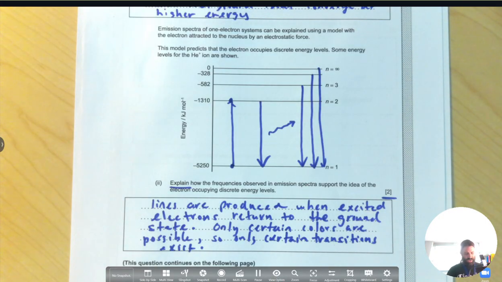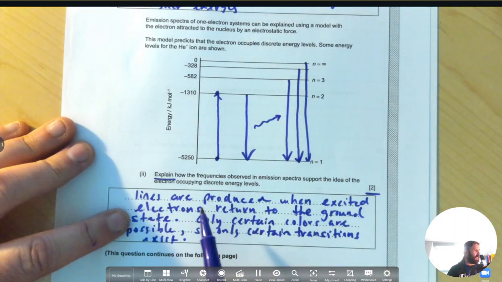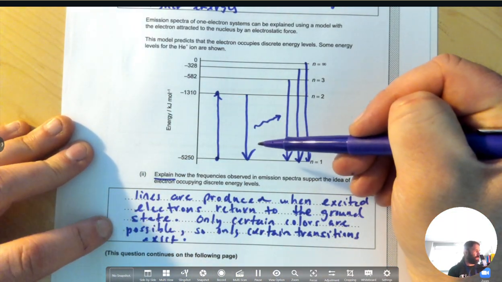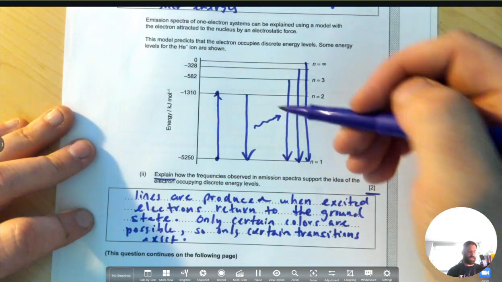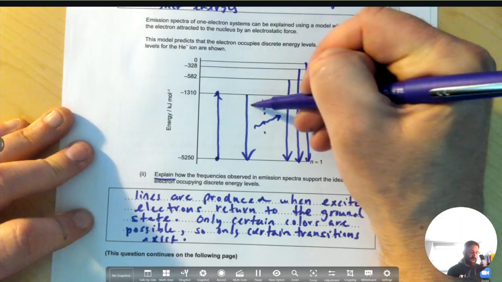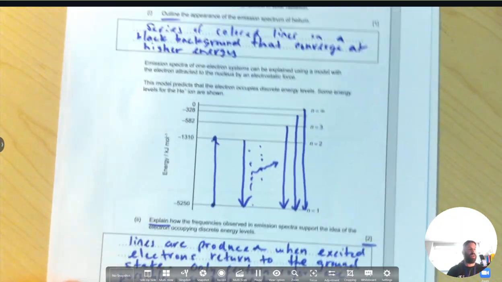So when I look here, I said the lines are produced when the excited electrons return to a ground state. Only certain colors are possible, so only certain transitions exist. In other words, if an electron could travel from anywhere it wanted, you wouldn't get an emission spectrum, you would just get a continuous spectrum or a rainbow.